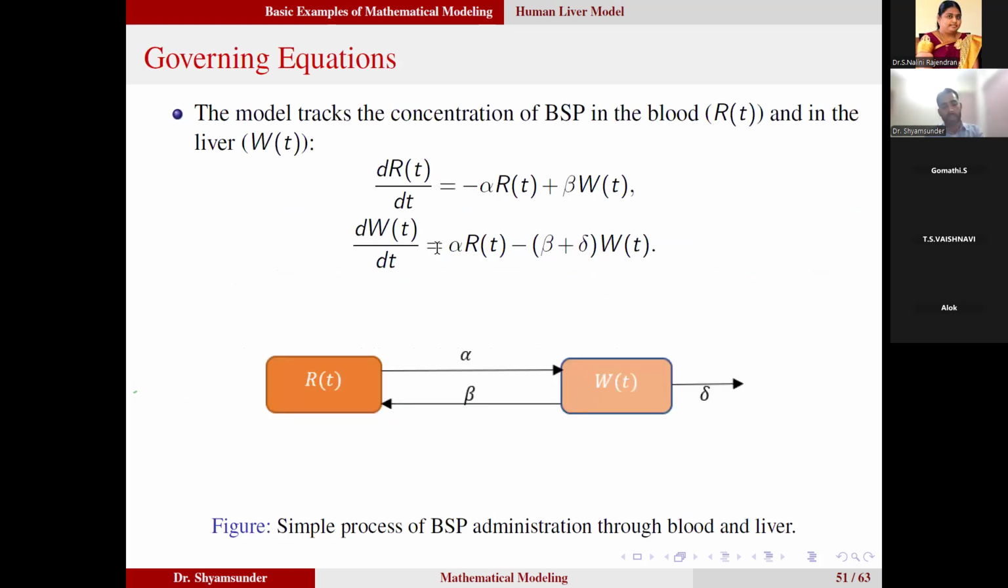This system is converted to equations. R represents the blood and W represents the liver. R is the concentration of BSP in the blood, and W is the concentration of BSP in the liver. It is simply two equations. We solve these equations easily with any mathematical technique and find the results.